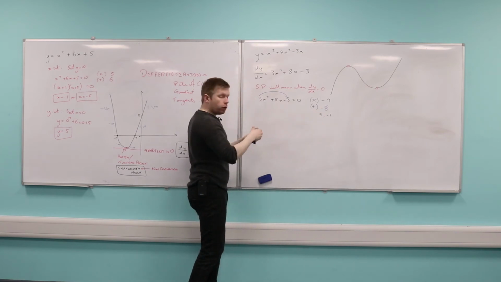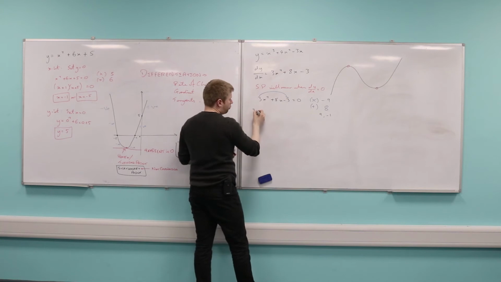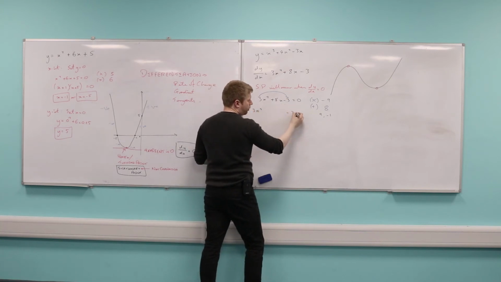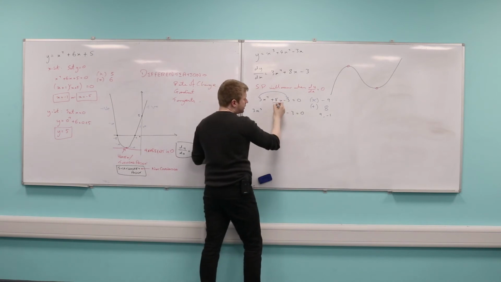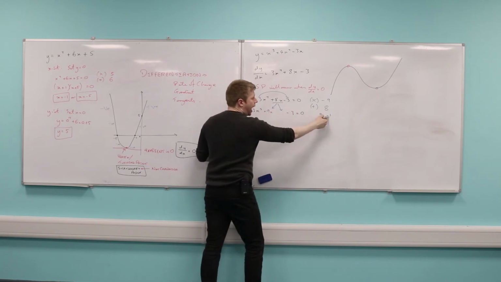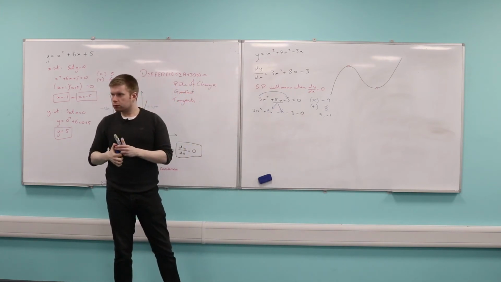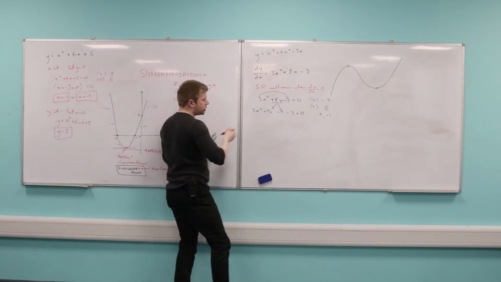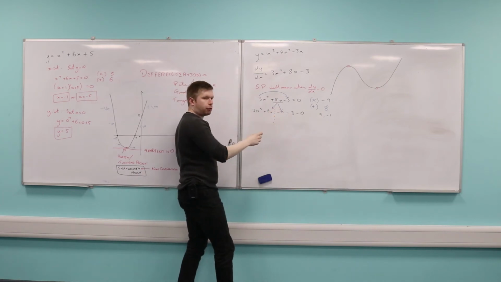Okay. So now all we do is keep the first two terms the same. So 3x squared and the negative 3 stay the same. And then all we do is split this positive 8x into positive 9x and negative 1x. Does that ring some bells? And then all we do is just split the equation down the middle and factorise each side separately.